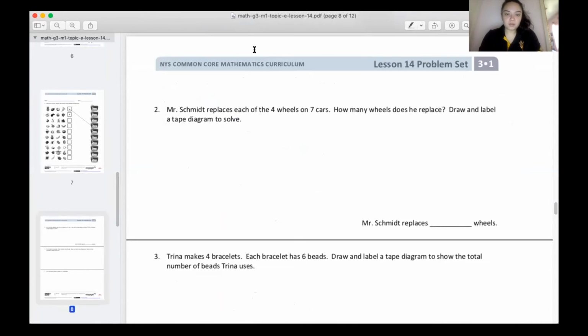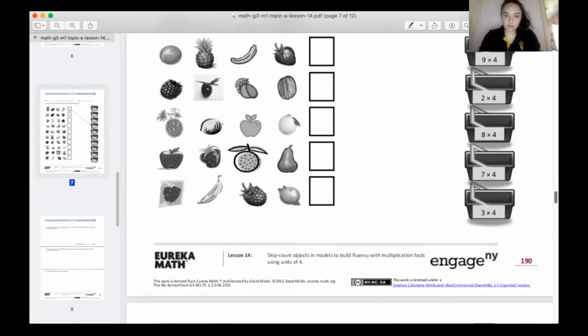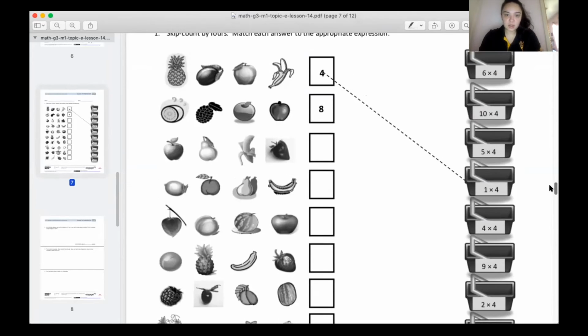So we're going to start, see if I can get the whole thing on my screen. I can't. We're just going to start, we already have 4 set up, and it says that we have 4 pieces of fruit here. It's the same as 4 times 1. So we have 4, 8, this is going to be 12. If I can get my pen to work, there we go.